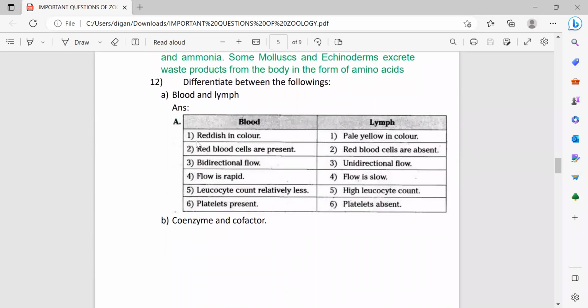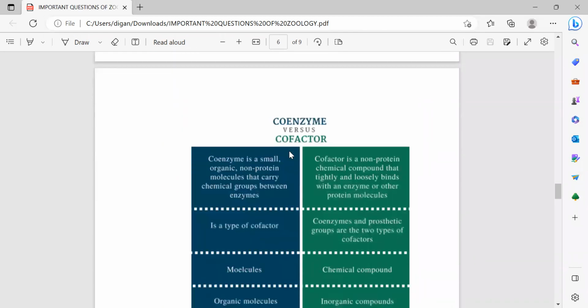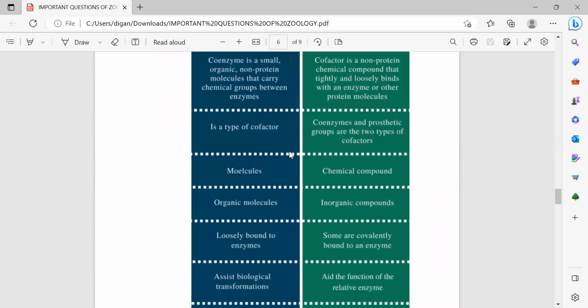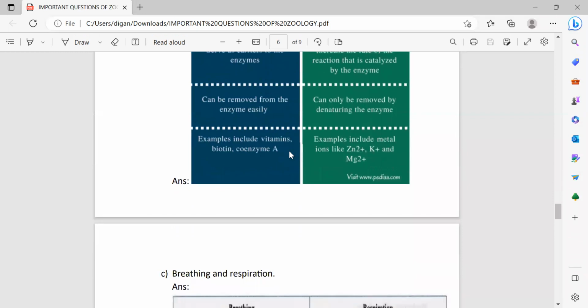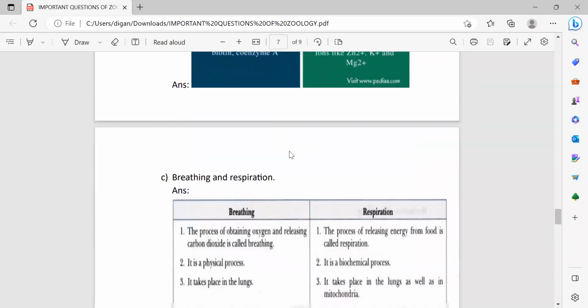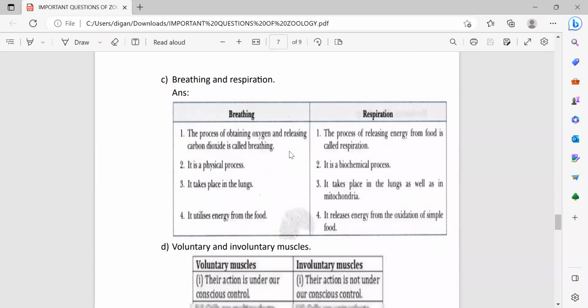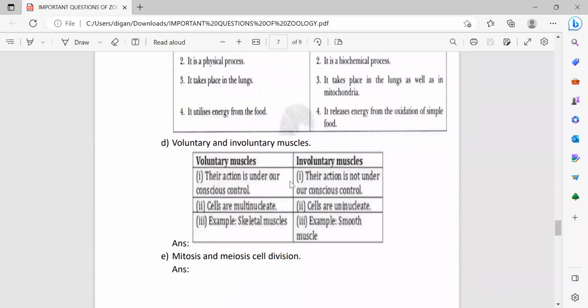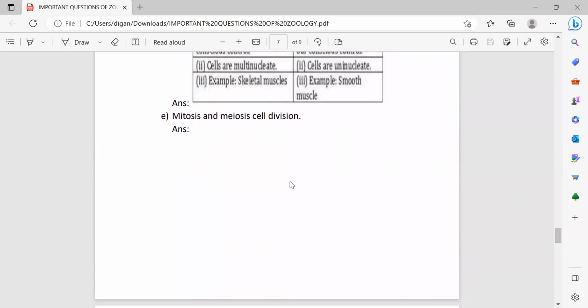Difference between the following: some differentiations you will get. I am giving you some important ones which repeatedly come. So the first differentiation is blood and lymph. Then coenzyme and cofactor. Here I am giving 9 points, but in the exam you just remember 3 or 4, it will be sufficient. Then breathing and respiration. Then voluntary muscle and involuntary muscle. These are the differences of voluntary muscle and involuntary muscle.